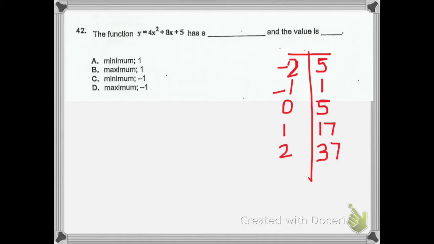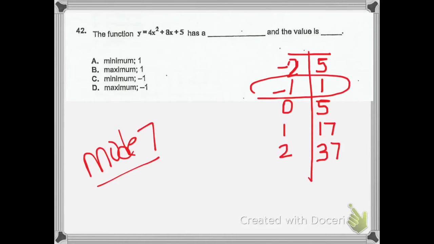42. The function y equals 4x squared plus 8x plus 5 has a blank and the value is blank. I put this in mode 7 and I made the following table and I found the numbers 1 and negative 1. Here is negative 1 and here is 1. Now my minimum or maximum point is going to be at my vertex. That's where your symmetry is. So it would definitely be at negative 1 instead of positive 1.